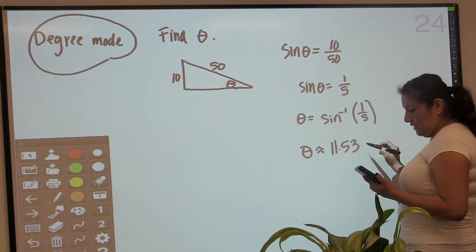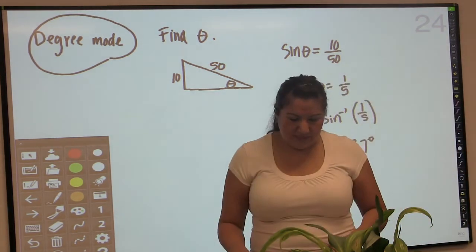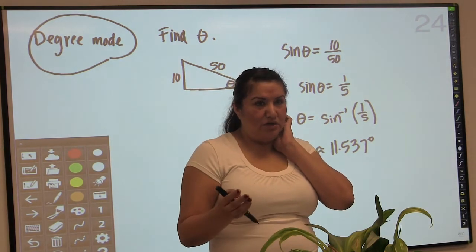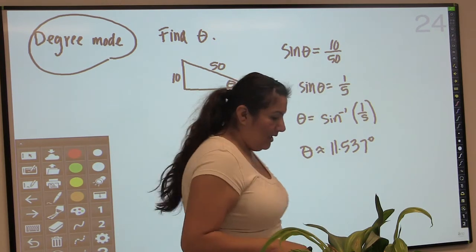11.5354, actually 537 degrees. So it's important that in the last section it was all about radian mode, so in this section you're going to want to be in degree mode. So that is the answer, so it's not really complicated.